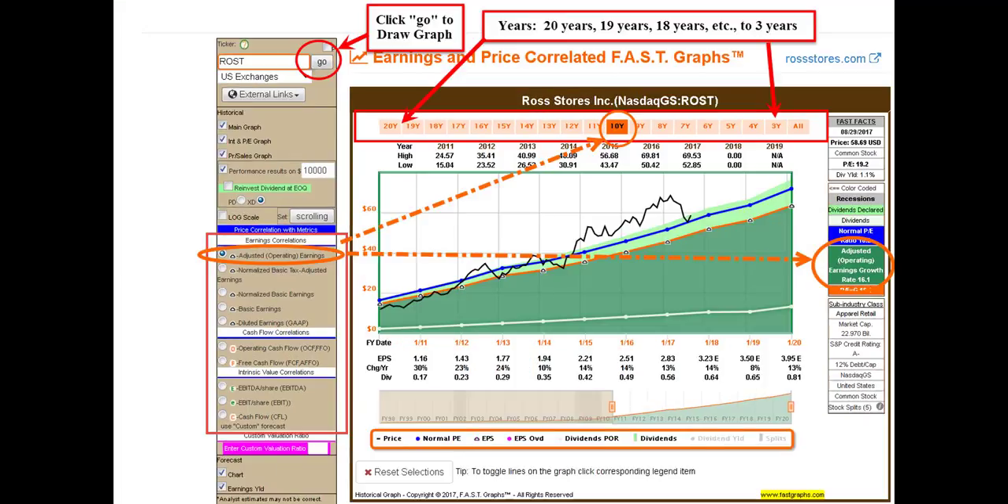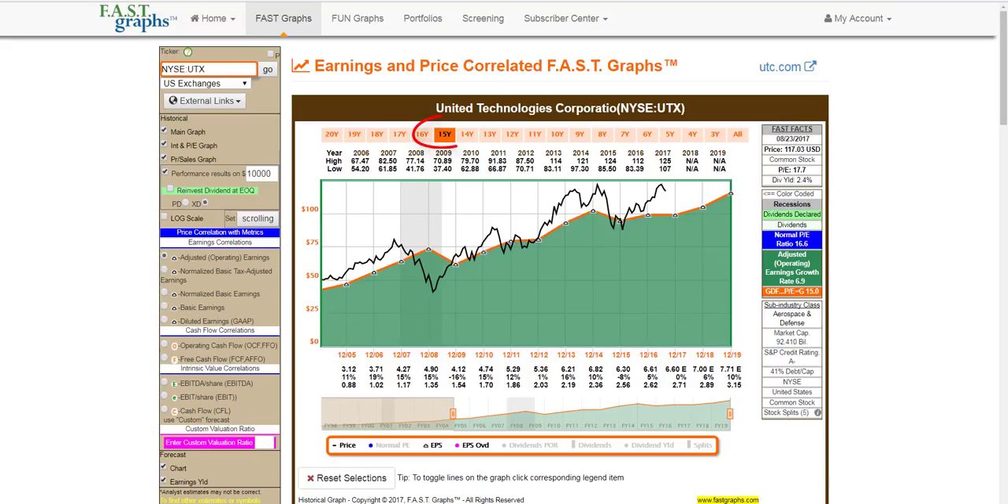At the push of a button, the historical FastGraph draws an earnings and/or cash flow and a price correlated graph for a period of time as short as 3 years, all the way out to as long as 20 years. Here I am drawing a 15 calendar year graph on United Technology. Note there are 3 years of future estimates included.